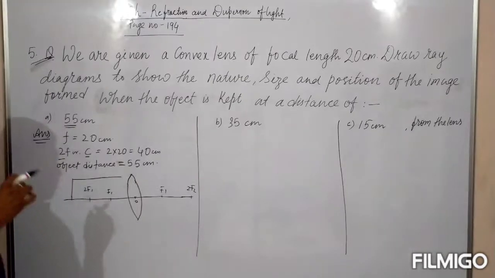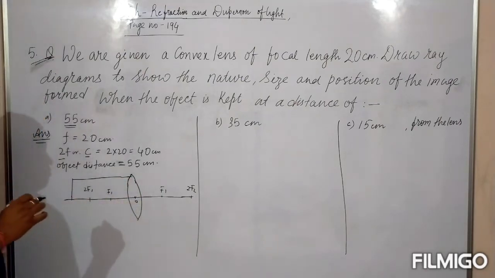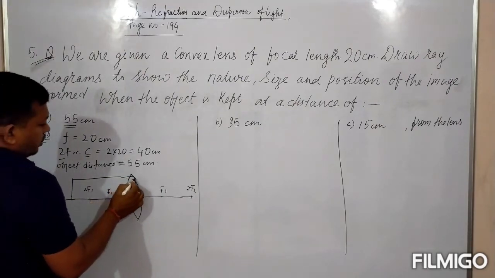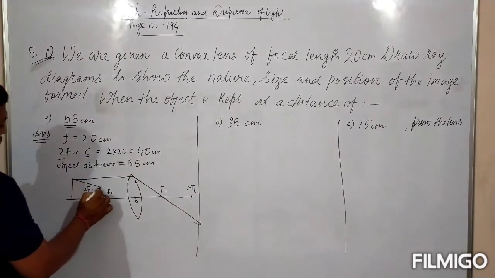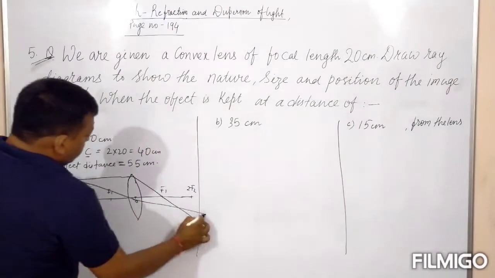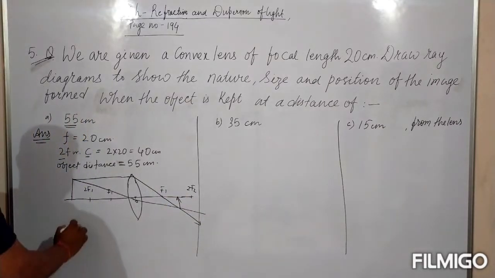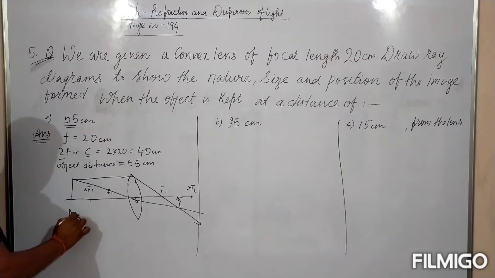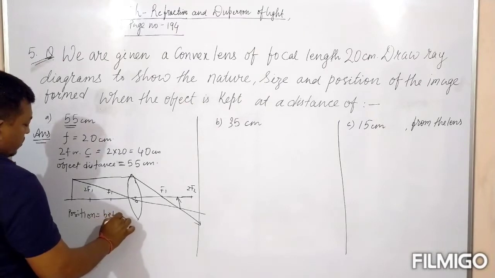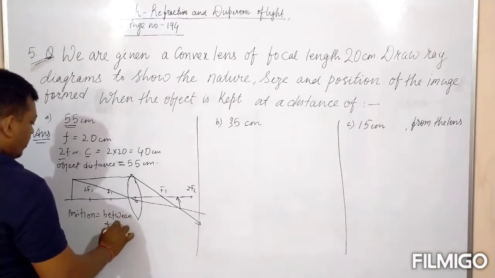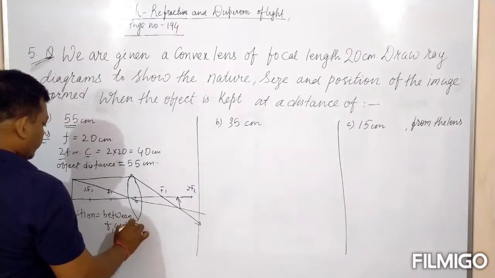When the object is beyond the center of curvature, what is the nature, size and position of the image? You will see that a light ray will come parallel to the principal axis and pass through the focus like that, and one ray will pass through the pole of the lens. This will be the position of the image. So we will write the position: between F1 and 2F1.